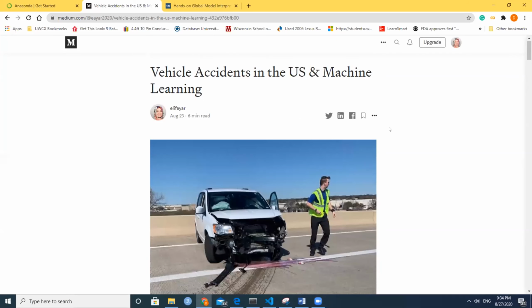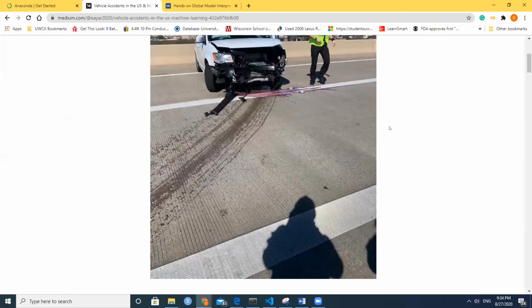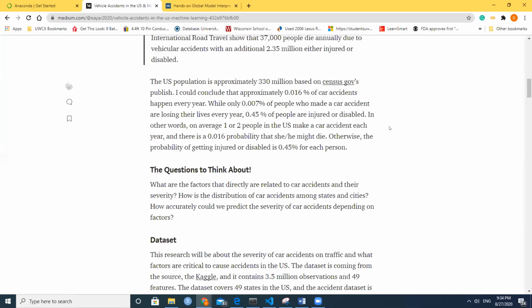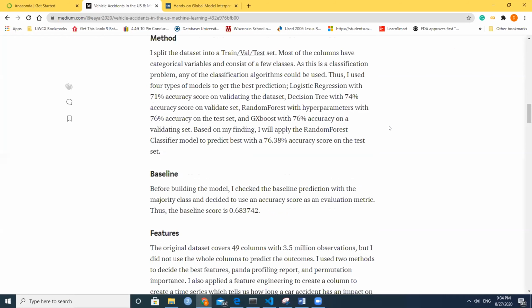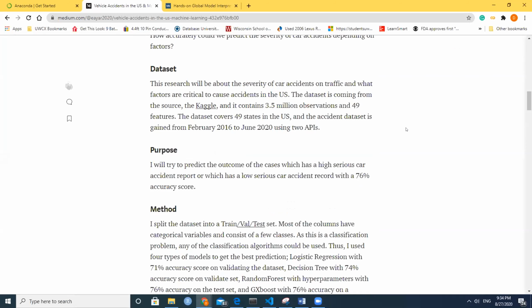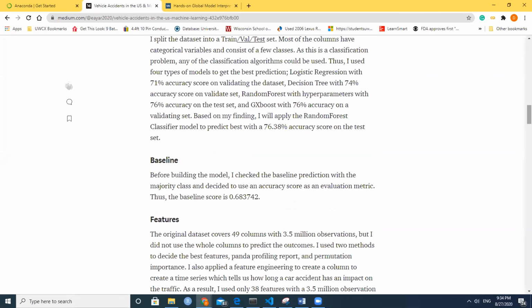Okay, hi everybody. Today I will talk about the severity of car accidents in the United States. I have a data set with 3.5 million observations and 49 columns, coming from 49 states in the United States. My target column is the severity of the car accident, and it has two classes: high severity and low severity.